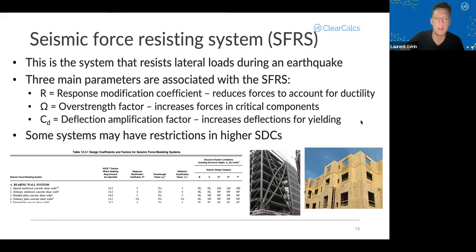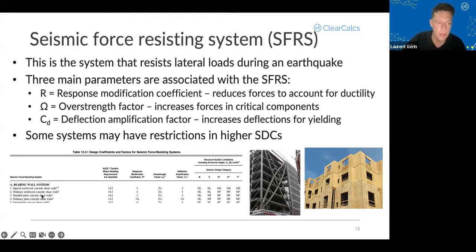Important thing to note here, we talked about SDC, seismic design categories before. These come in very important when we're talking about seismic force resisting systems. So I put in a snippet here from the code. You'll see on the right, it's got five columns, right? Seismic design category B, C, D, E, F.